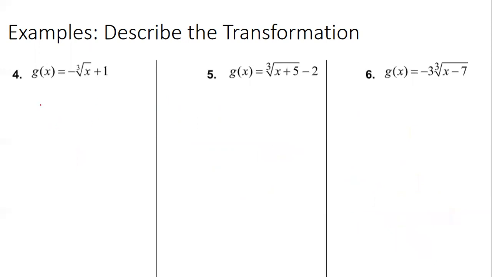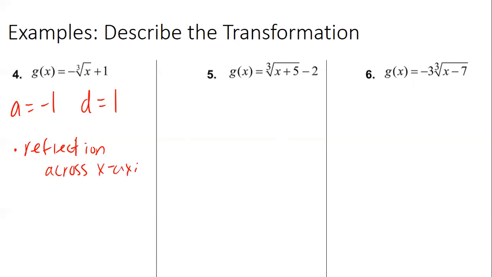On 4, what variables do I have? I have D and A. We have A equals -1 and D equals +1. So what's happening to this function? Perfect. Reflection. I don't know why I can't spell. Reflection across the x-axis, and we went up 1.